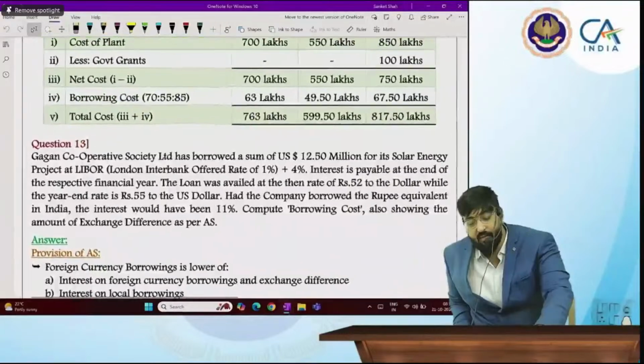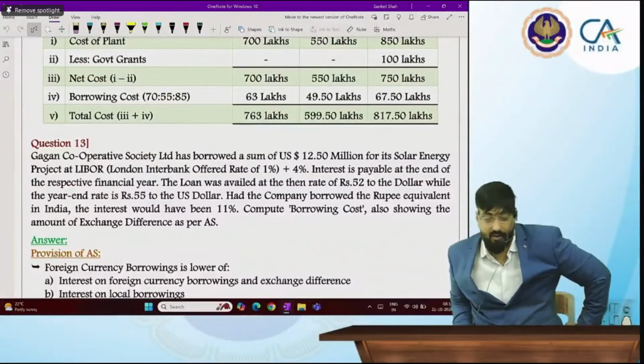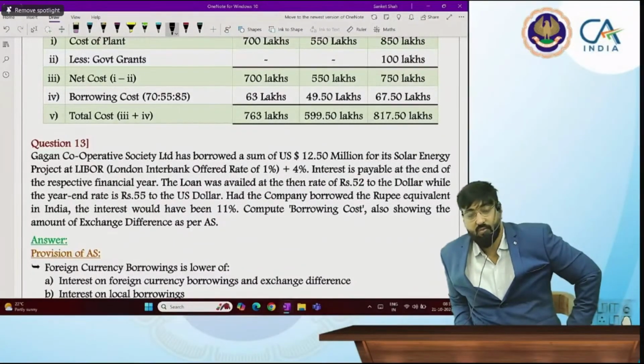So beta, let's do this question. Read this question, Rachna ji. This question is not in the study material. I will write this. Okay, fine, come on Gagan, read. Cooperative Society Limited has borrowed a sum of US dollar 12.50 million for its solar energy project at LIBOR, offered at 1% plus 4%. Interest is payable at the end of the respective financial year. So what is LIBOR? LIBOR is London Interbank Offer Rate.